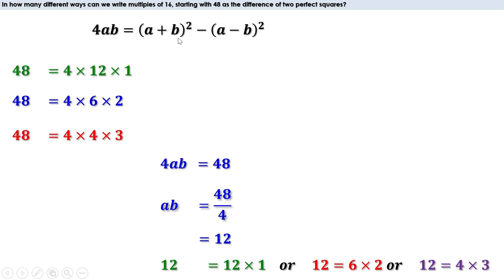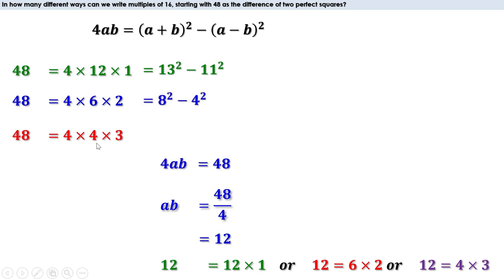Therefore A plus B is equal to 12 plus 1 or 13 and A minus B is equal to 12 minus 1 or 11. So this can be written as 13 square minus 11 square. In this case A is 6 and B is 2. So A plus B is 6 plus 2 or 8 and A minus B is 6 minus 2 or 4. So this can be written as 8 square minus 4 square.